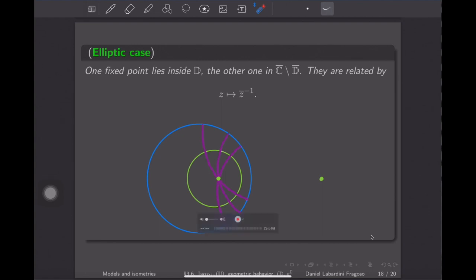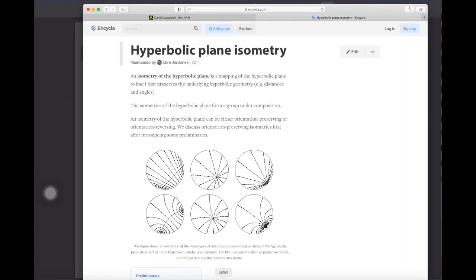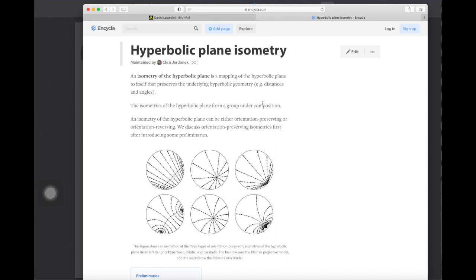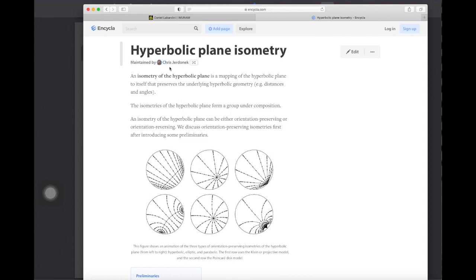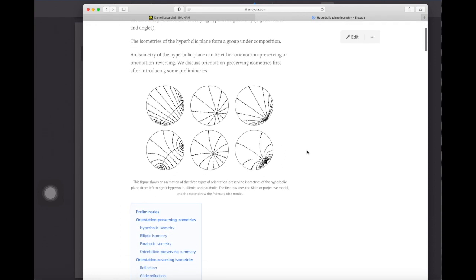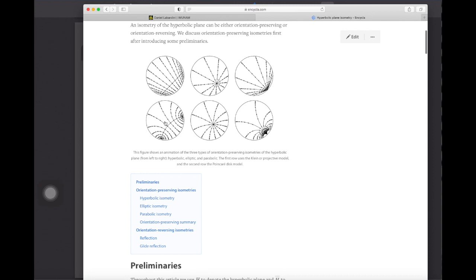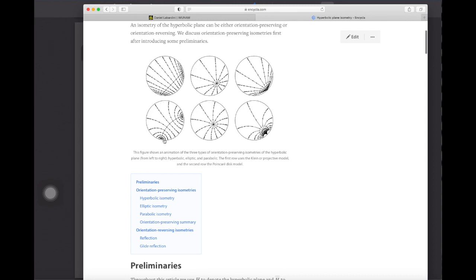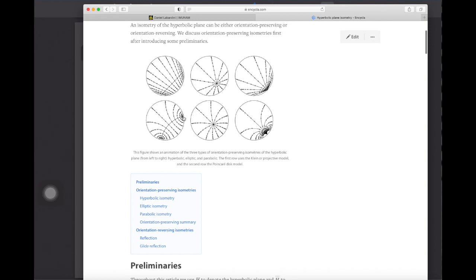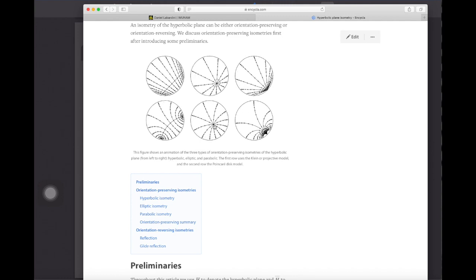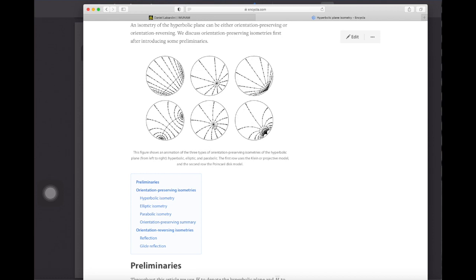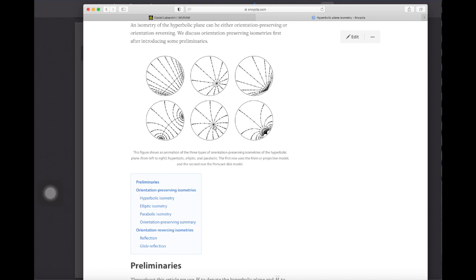Now, let me show you some animation of orientation preserving Riemannian isometries of the Poincare disk. You can find this, the link, I put it in the notes. I didn't do it. It was Chris Jerdonek. And here you can see this would be the behavior of a hyperbolic one. Here you can see this is the repulsor, this is the attractor. This would be the behavior of an elliptic one. Here, that is the fixed point contained in the disk. And you can see that it really looks like a rotation around that point.